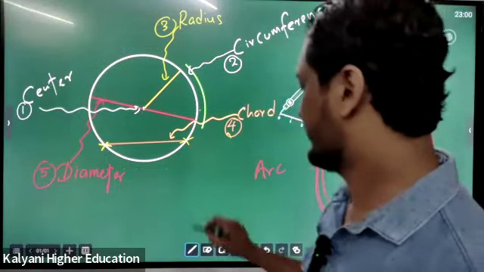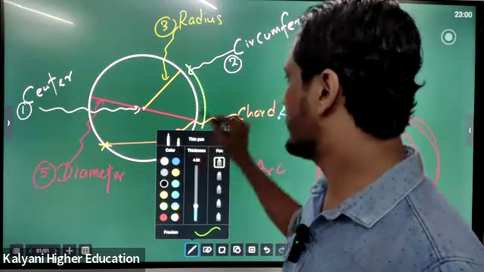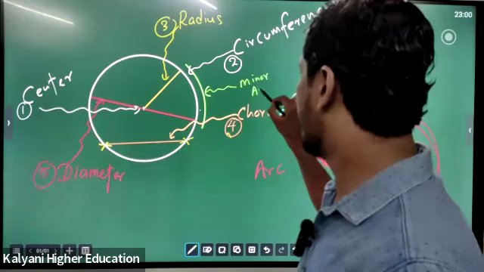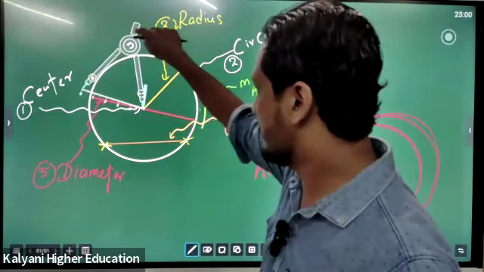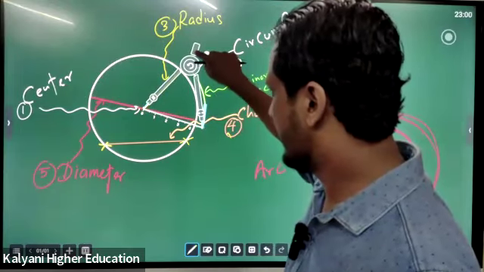The green color one is what? Minor arc. And the other part, if I use the same compass distance and the pencil is here, what is that?